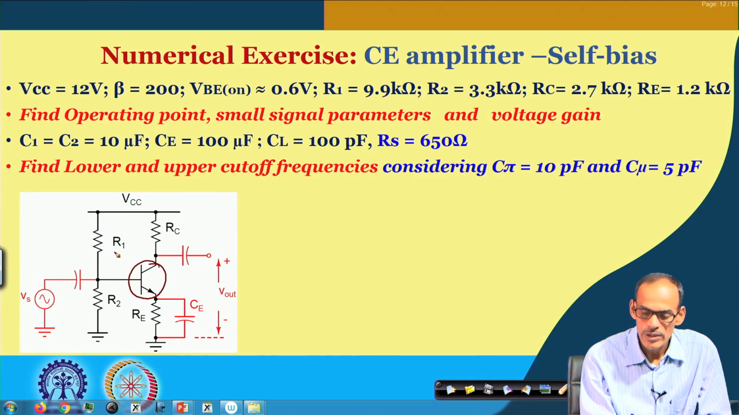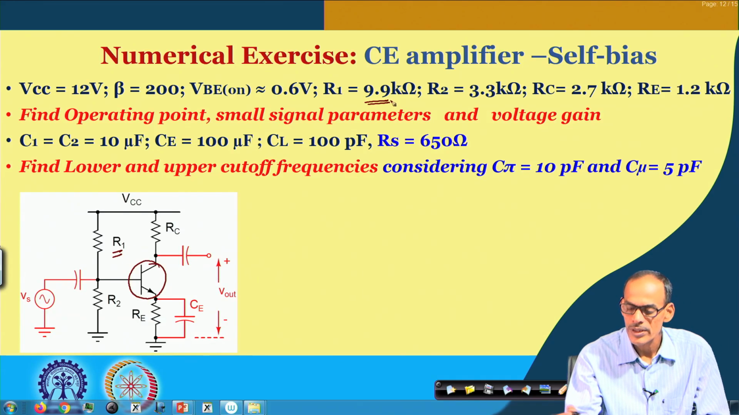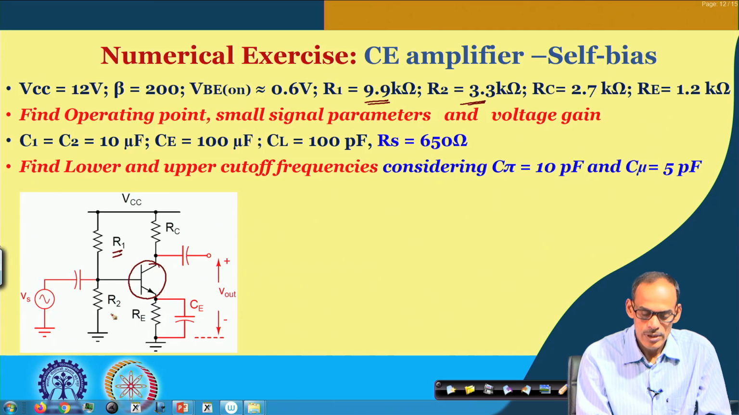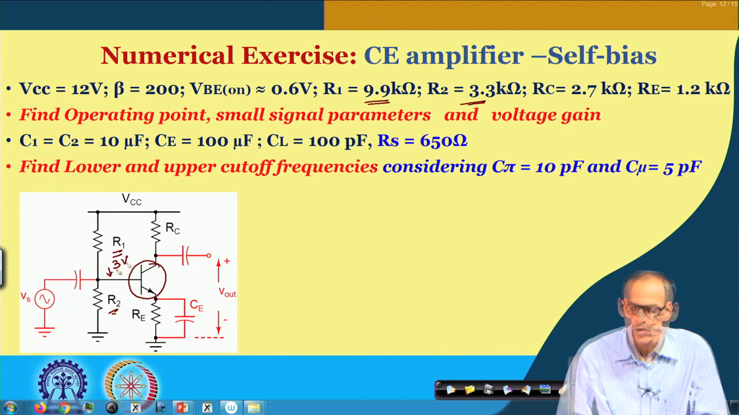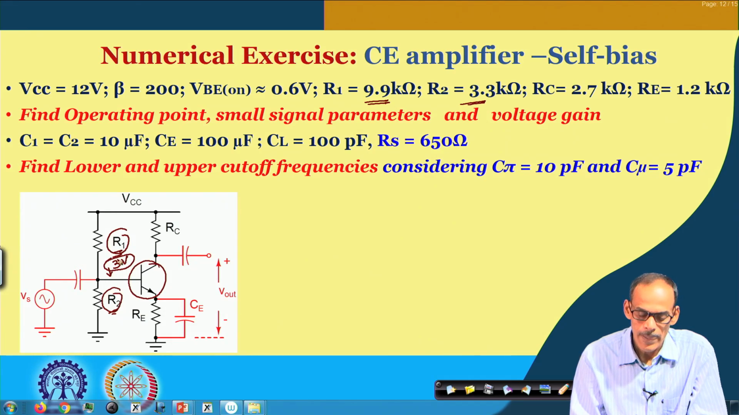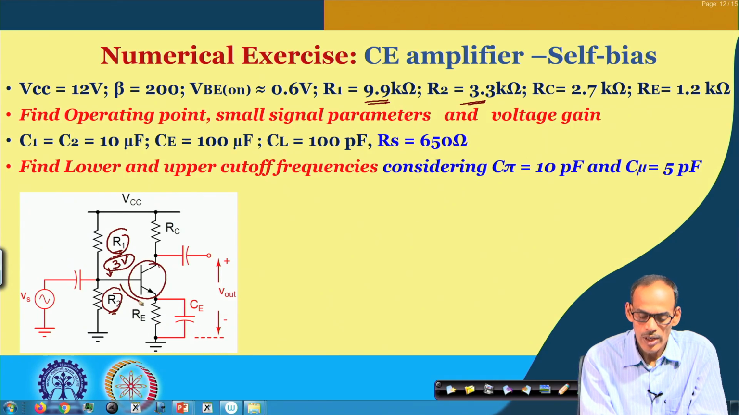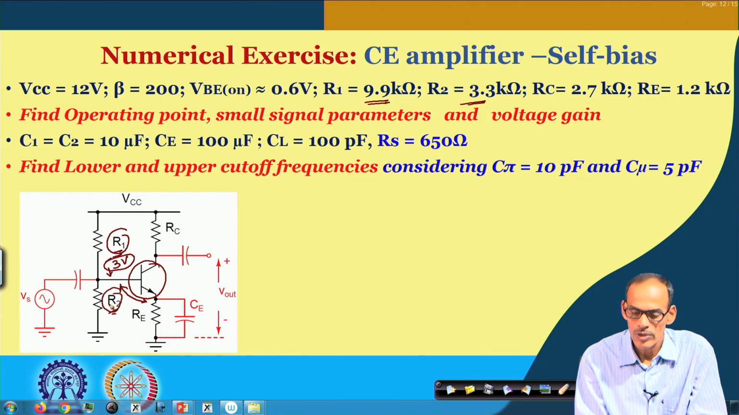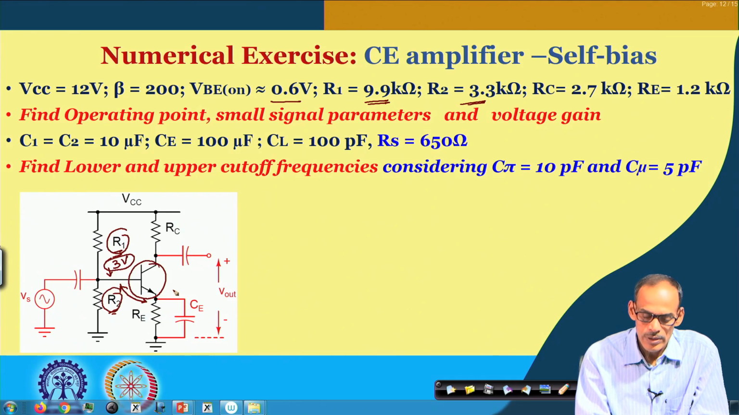So, if you consider R1 of 9.9k and R2 of 3.3k, the voltage coming here is 3 volt. So, we have the value of this resistance, 9.9k, and we have 3.3k. That gives us 3 volt here, and with this 3 volt, if you consider the base to emitter voltage drop of 0.6, that gives us this voltage equal to 2.4 volt.